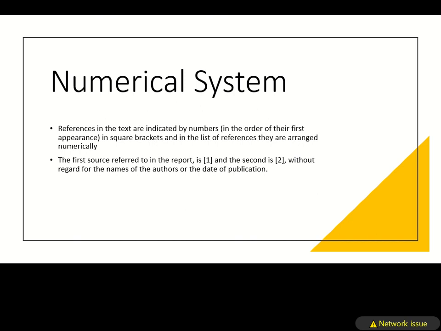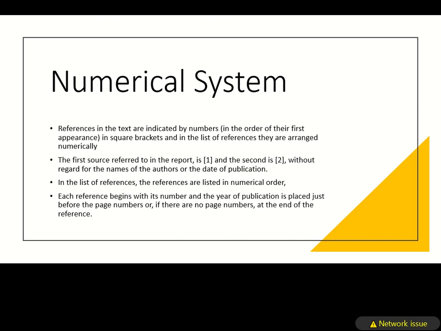This is what I said. Whatever the first source is, it has to have number 1. The second source has to have number 2. And the reference list should also have numbers. Each reference has a number. So in the list, the first thing which will appear for the reference is its number, and then the year of publication is just placed at the end. Let me show you.